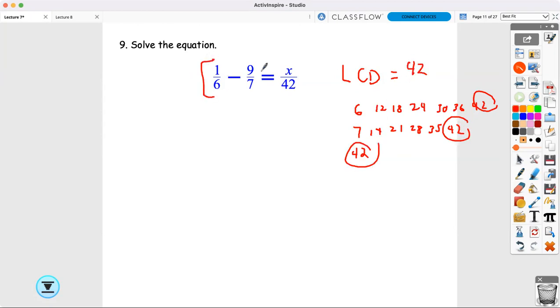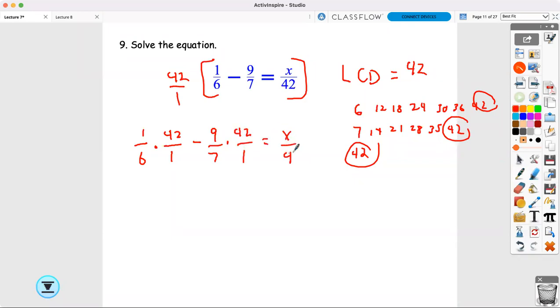So we're going to multiply these equations by 42. Remember, they're fractions, all of them, so we're going to do over 1. So it's going to be 42 over 1 times 1 over 6, minus 9 over 7 times 42 over 1, equals x over 42 times 42 over 1. So we have fraction times a fraction minus fraction times a fraction equals fraction times a fraction.